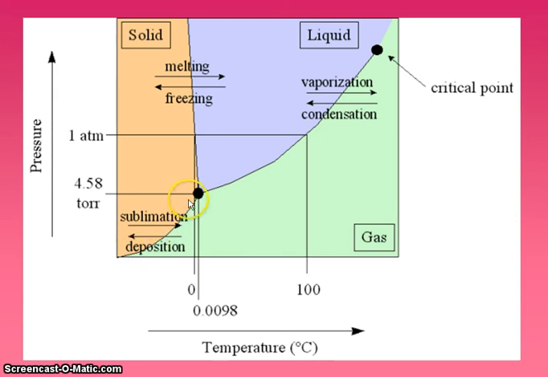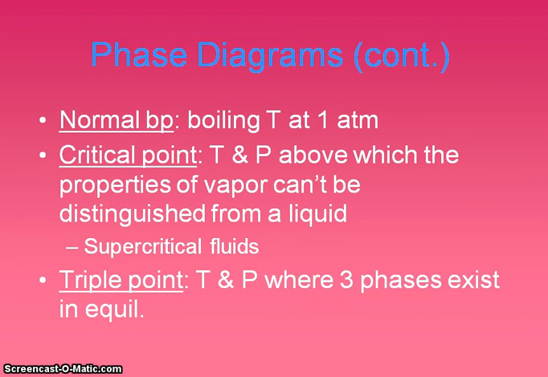So these lines are going to represent the places where they're at equilibrium. So where you're going to have solids becoming gases, gases becoming solids. This line would be solids becoming liquids, liquids becoming solids. And so on. There's also a couple other points that we're going to be discussing. There's this point right here where all three of these lines meet, and then this point at the end of the line between liquid and gas.